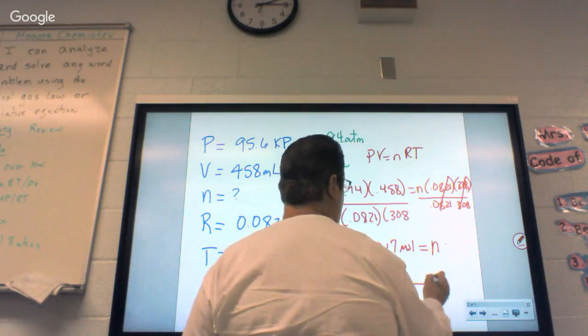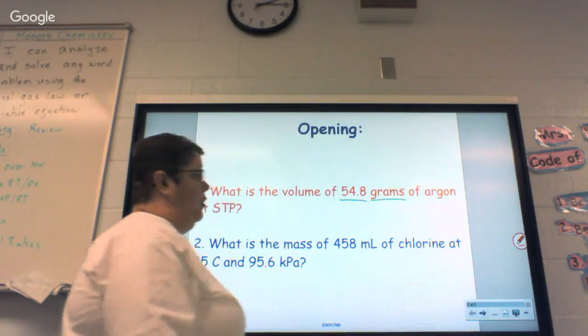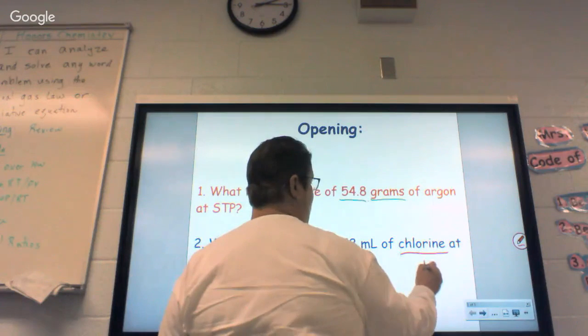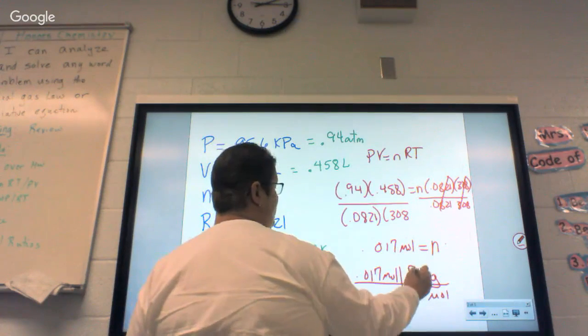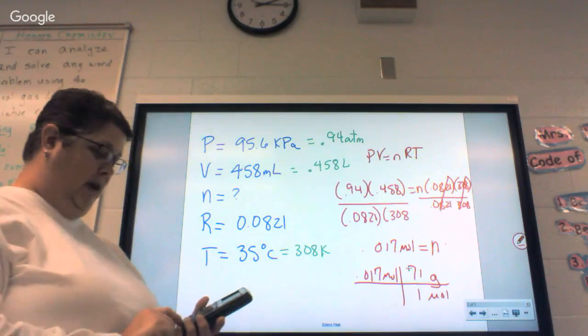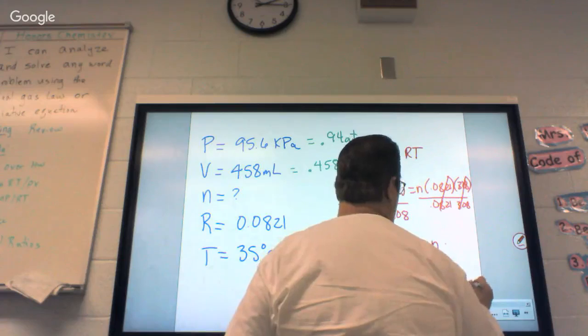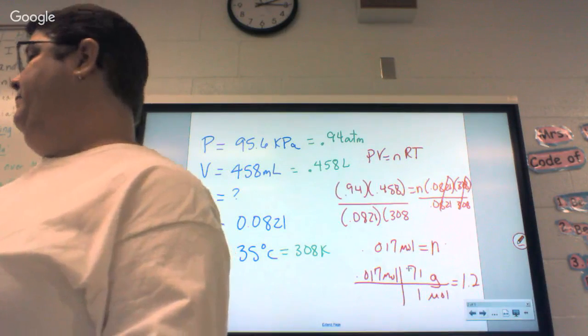Convert to grams, and remembering that I have chlorine. What do I know about chlorine from yesterday? It's a diatomic. Some people round that down to 70. I round it up to 71, times 71 is 1.2 for me. A lot of people round it down. Yours might be slightly less than what I have.